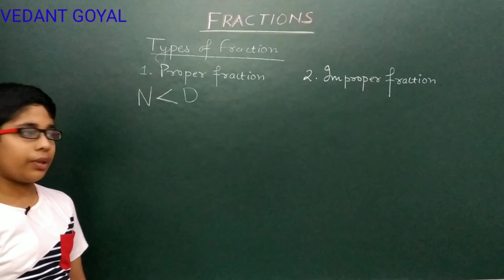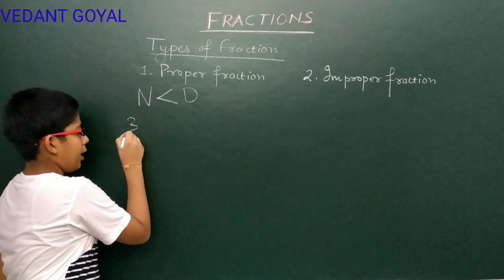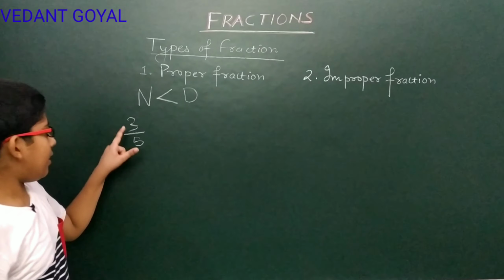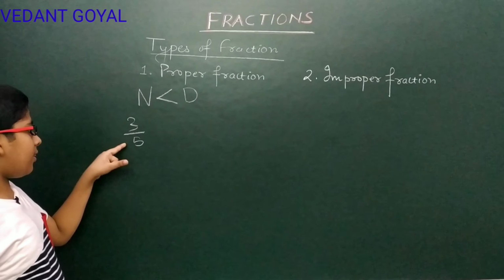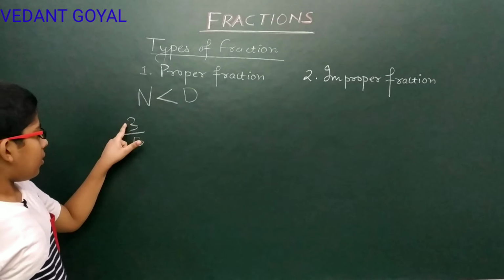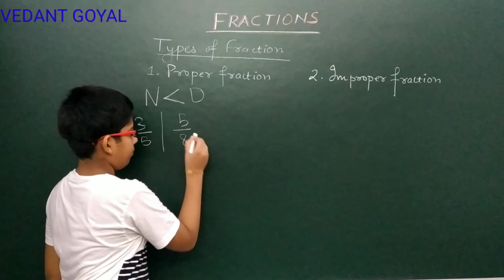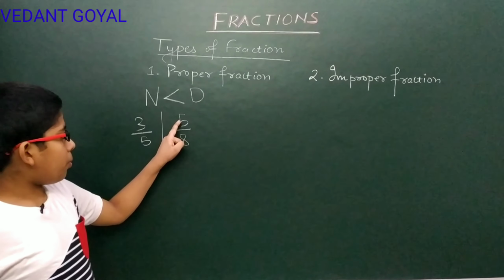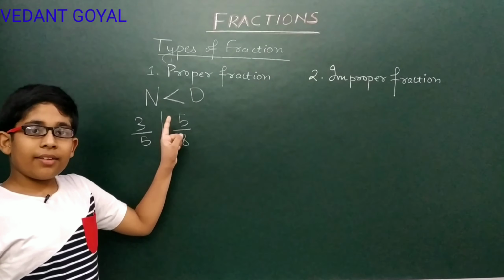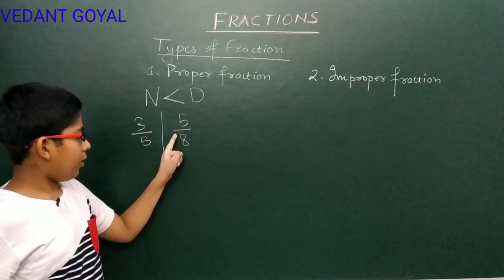Let's take an example, 3 by 5. Here you can see this is the numerator and this is the denominator. This 3 is less than 5. So yes, this is a proper fraction. Let's take another example. If we take 5 by 8, again the numerator, which is 5, is less than the denominator, which is 8.